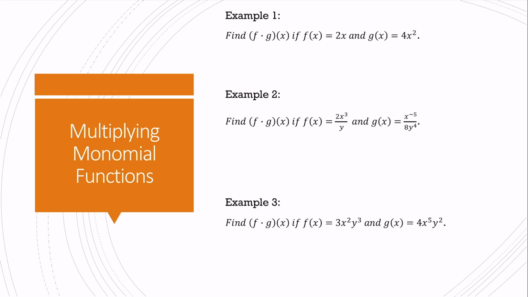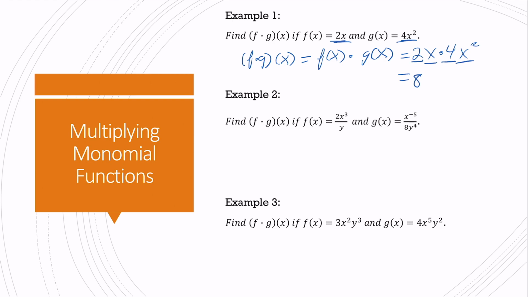So if I want to find f times g of x, and f of x is 2x, and g of x is 4x squared, I could say f times g of x is f of x times g of x, and you don't have to rewrite it like this all the time, but that would be 2x times 4x squared. And now we can use our exponent rules to see I've got 2 times 4, which is 8, and x times x squared, which is an x cubed.